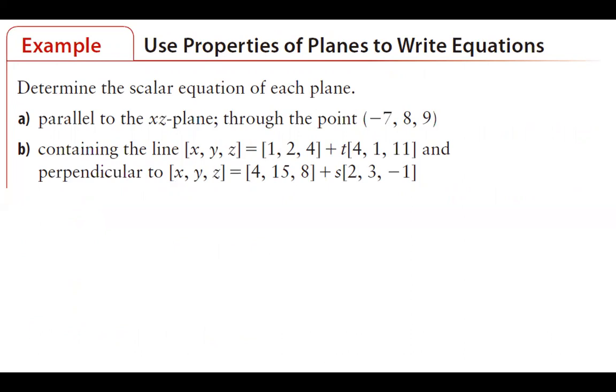A plane contains one line and is perpendicular to another line. Can you find its scalar equation? Contains one line means contains all the points on the line, right? Perpendicular to that line means we know the normal vector of that plane is actually the direction vector of that line, right? If you know the normal vector of a plane and also a given point on the plane, it's very easy to find a scalar equation, right?